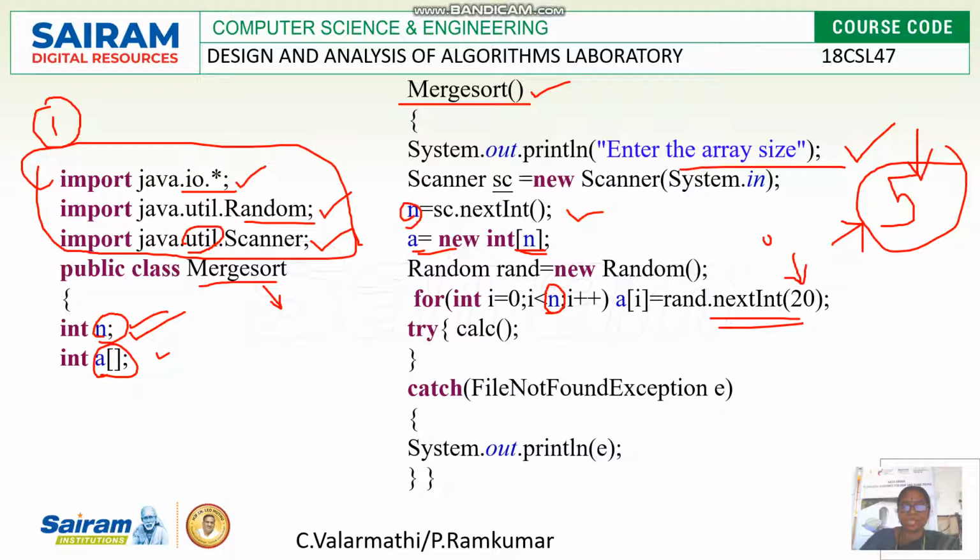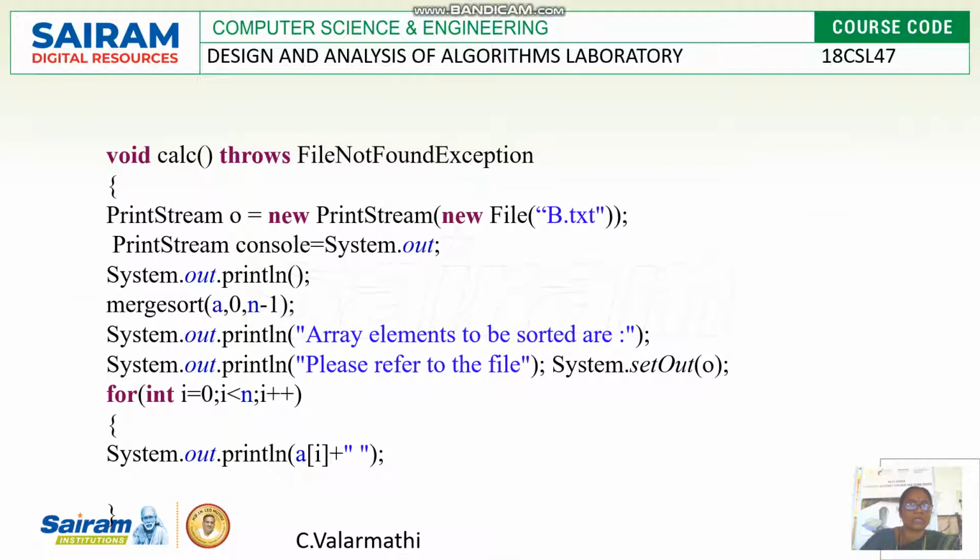That means 0 to 19 is the limit for this random number. So accordingly the random numbers will be generated for 5 different items. So this is what is done in the merge sort constructor. Then the calculator function will be called. The calculator method will have one output file as b.txt with a parameter of System.out.